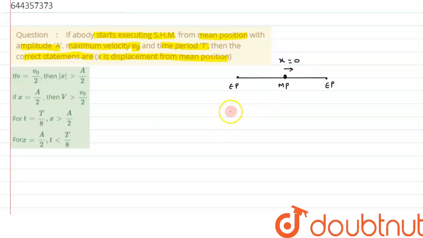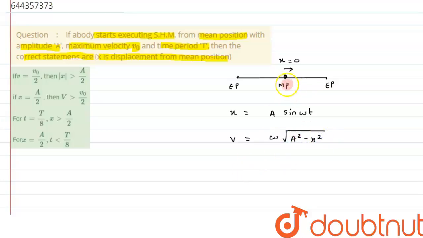So now we can write the displacement equation, that is x equals a sine omega t, for the particle starting from mean position, as the initial phase is 0 in this case. Here a is the amplitude, that is the distance between mean and extreme position. And the velocity of a particle performing S.H.M is given by the formula v equals omega under root of a square minus x square.